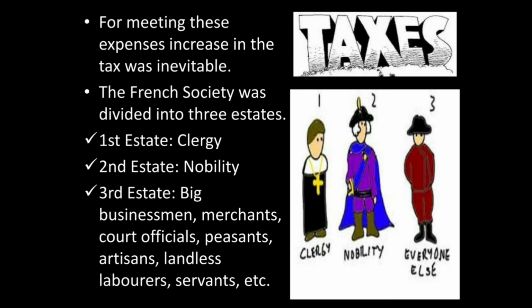The first estate includes clergy. Clergy means those group of people who were associated with the church. The second estate includes nobility, meaning the king and his relatives.